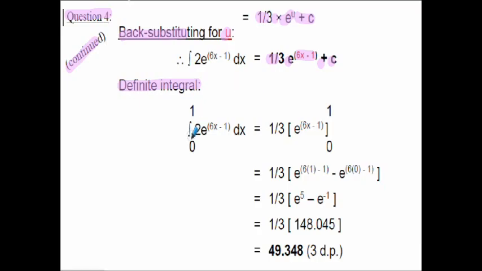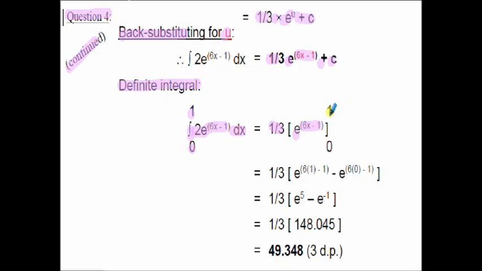My integral now on the left hand side is the integral of 2e to the 6x minus 1 with respect to x between 0 and 1. On the right hand side that's now become a third, and in square brackets we've got e to the 6x minus 1 between the limits of 0 and 1. Now I just evaluate my limits.